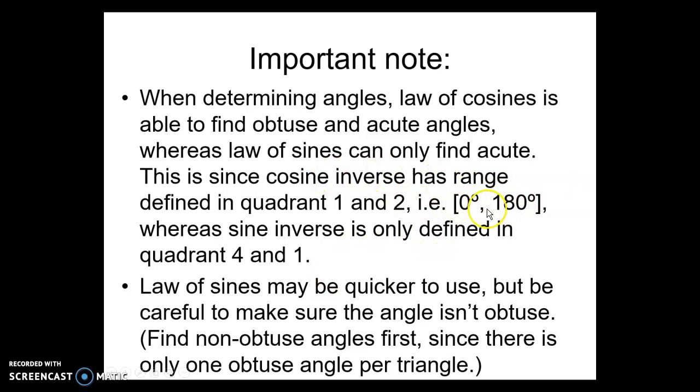Cosine inverse has the obtuse angle range. Sine inverse does not. The law of sines, though, is quicker. So just follow my advice.